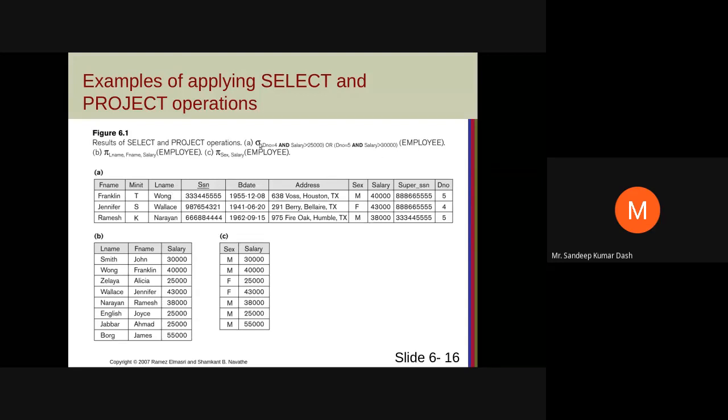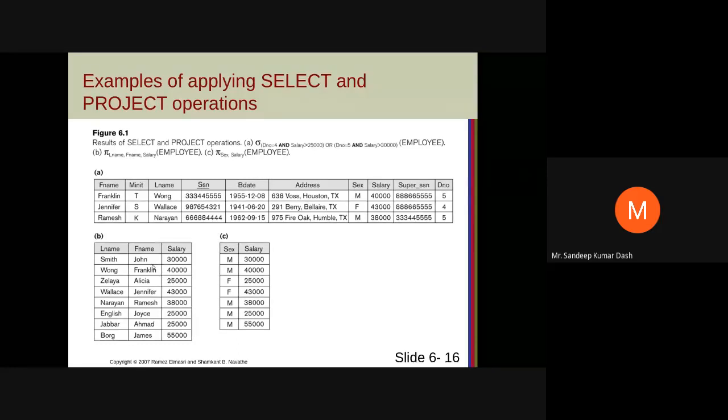Here you see, when you apply a select operation, the number of columns in the result is the same as in the original relation. That's why the schemas of both relations are the same, but the number of rows in the result is either less than or equal to that of R.